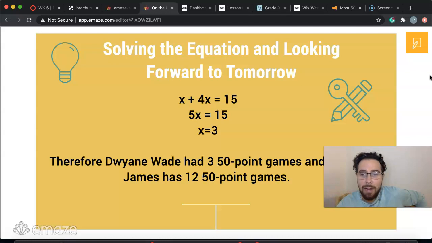So if we want to find out how many LeBron has, we just do 4 times 3, because we know that LeBron equals 4 times as many as Dwayne Wade. So now we know the answer. We know that Dwayne Wade has 3 50-point games, and we know that LeBron has 12.